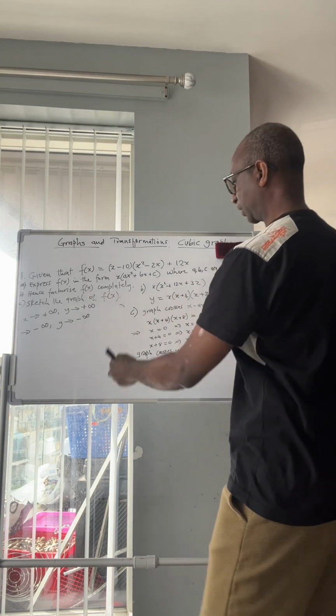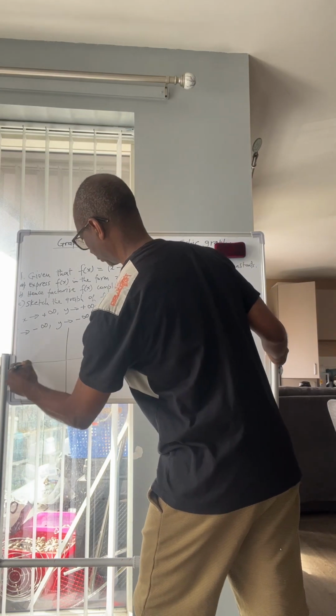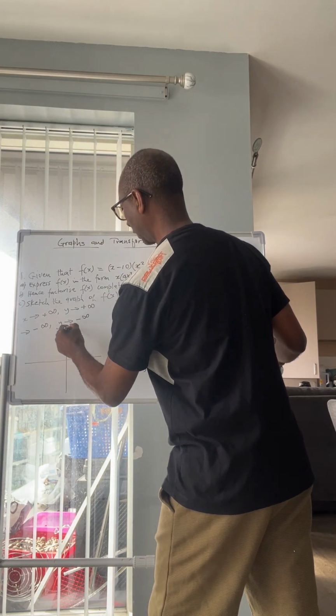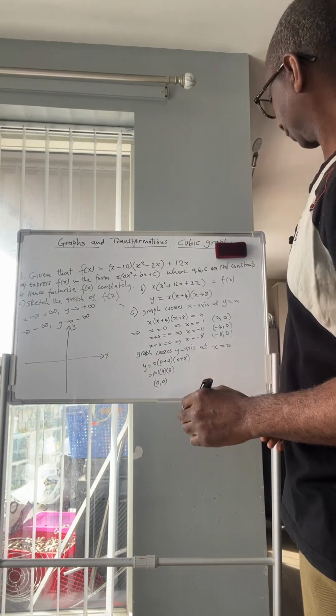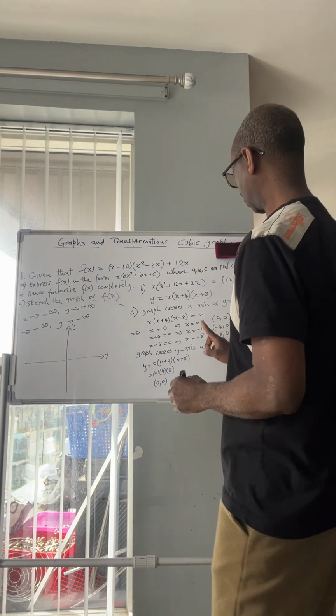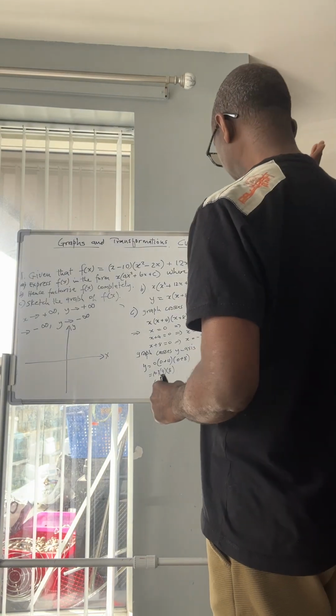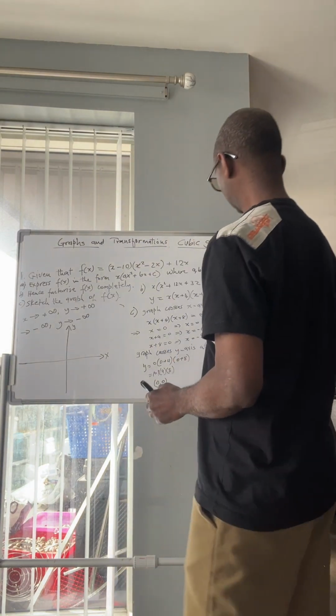So let's try and sketch it here. This is your y-axis and this is your x-axis. We have up to 8, minus 8. You have negative numbers. It's all negative numbers. So our graph, negative numbers.